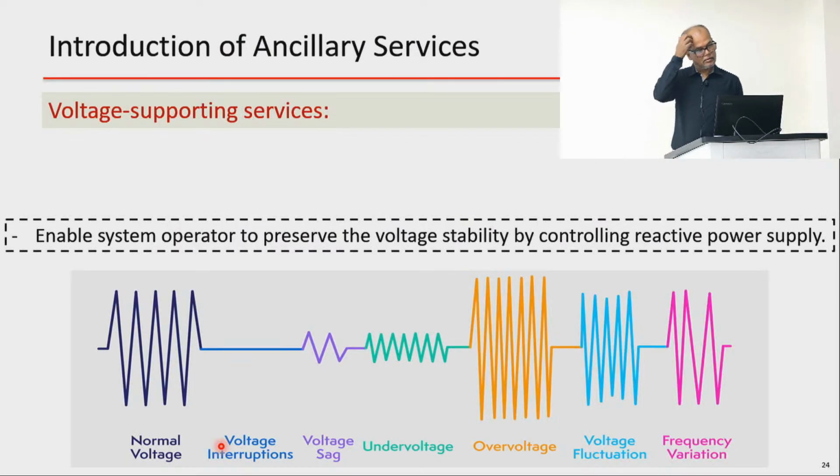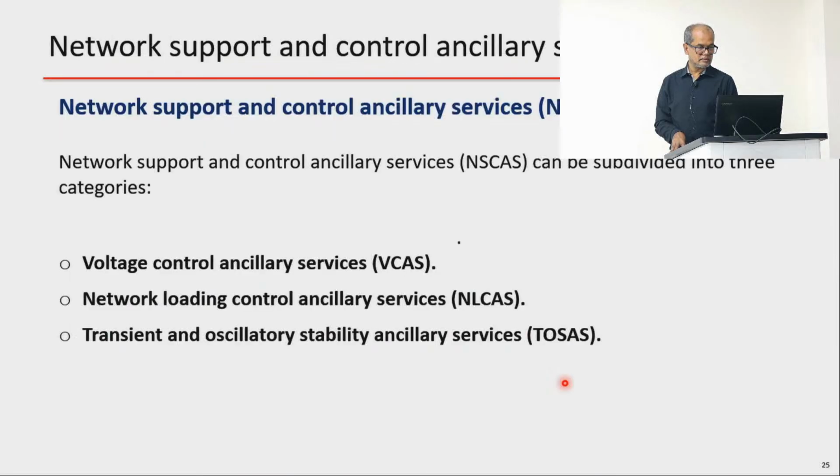And voltage instability, or you can say quality, can happen in many different ways. So you have normal voltage, and then you might have voltage interruption, voltage sag, under voltage, over voltage, voltage fluctuation. It's not only going outside of the limit, but the service can actually have different types of problems. And based on the problem, your solution would be different as well.